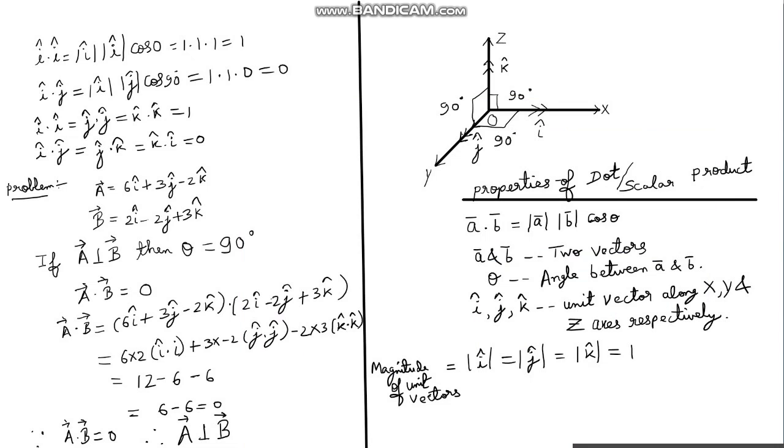Good afternoon, dear students. Today we will solve a problem based on the dot product, which is also called the scalar product. You must know the term scalar. A scalar is a physical quantity which has only magnitude. It does not have direction.